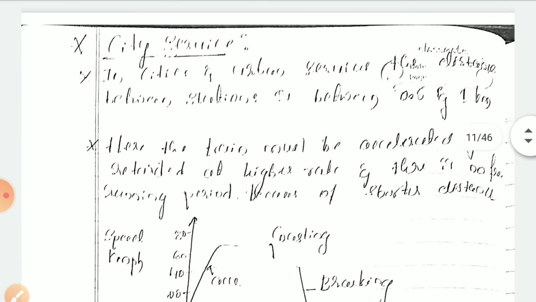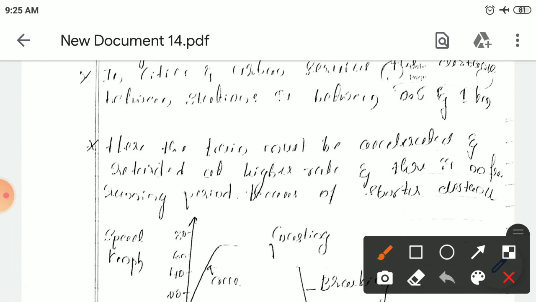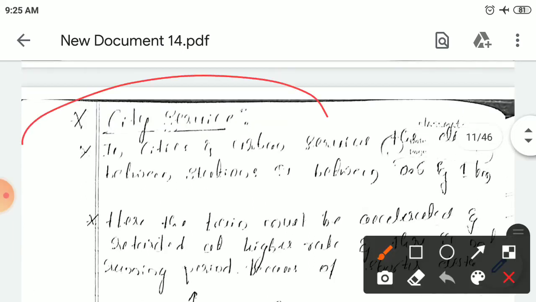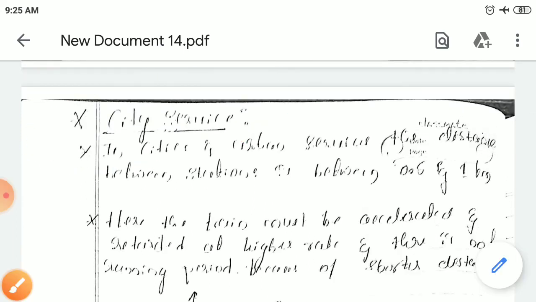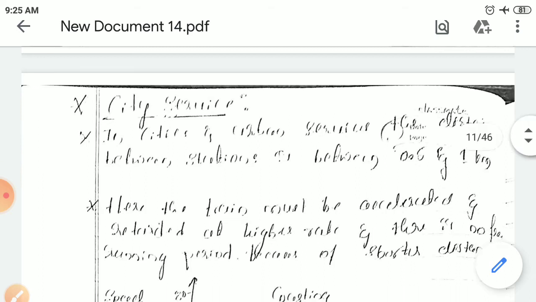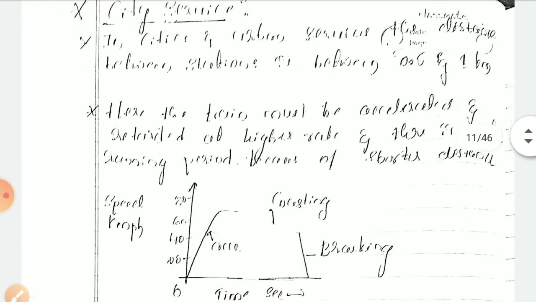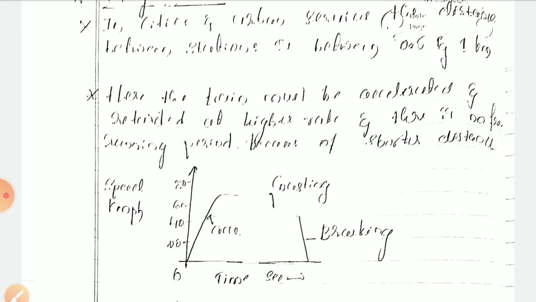First is city service. In the cities or in the urban services, the distance between the stations, from one station to the other, is around 0.5 to 1 kilometer, maximum 2 kilometers. That is called city service. Here the train must be accelerated and retarded at a higher rate.